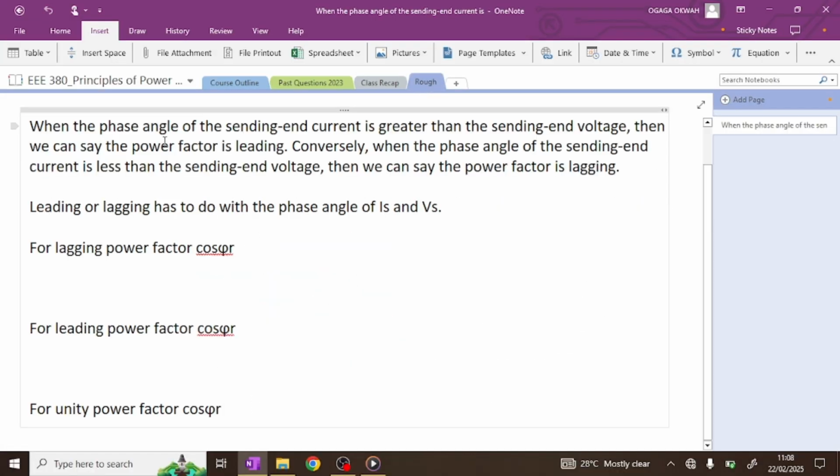Look at this. Now forget about the first part, just look at this down part. Leading or lagging has to do with the phase angle of IS and VS. IS is the sending end current, VS is the sending end voltage. When the phase angle of the sending end current is greater than that of the sending end voltage, we can say the power factor is leading. Conversely, when the angle of the sending end current is less than the sending end voltage, we can say the power factor is lagging. Now just look at it.